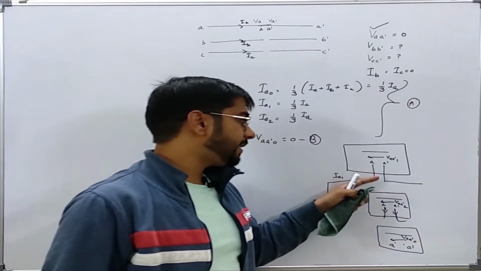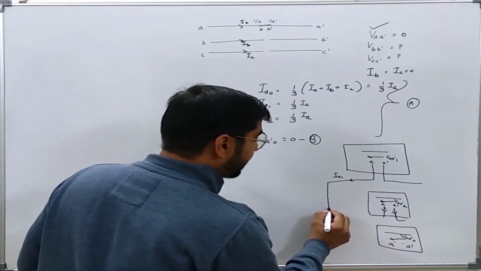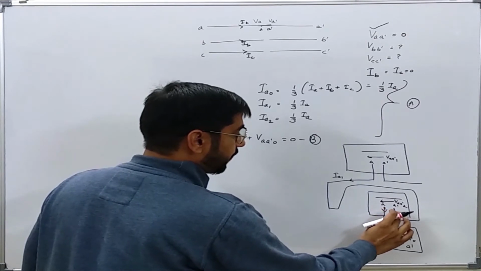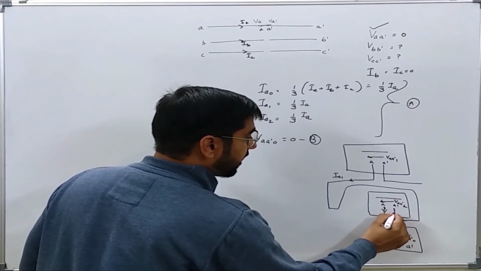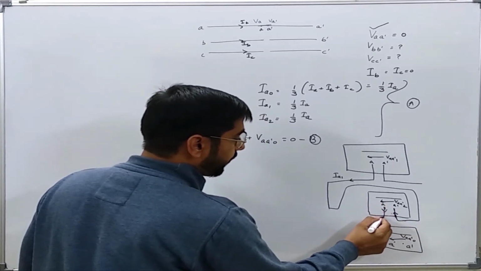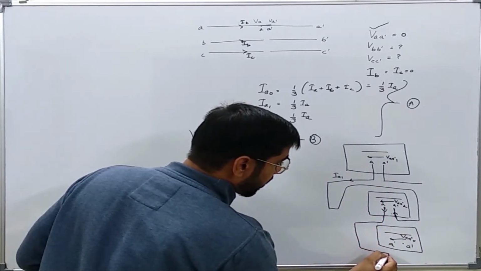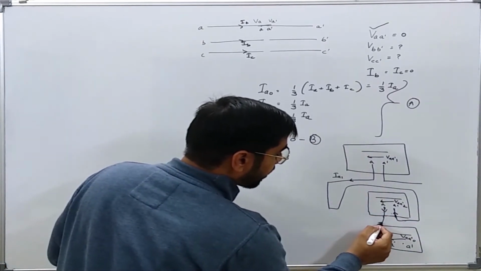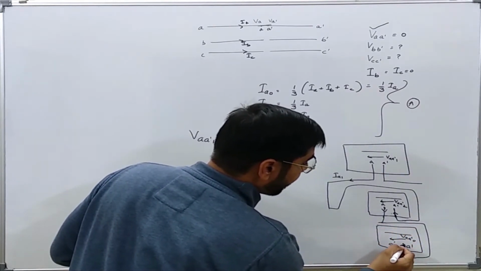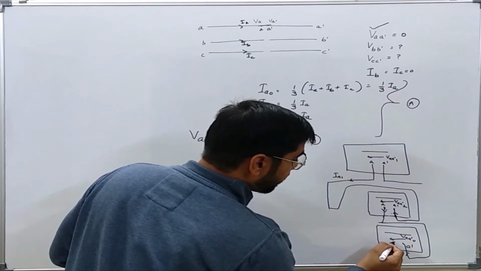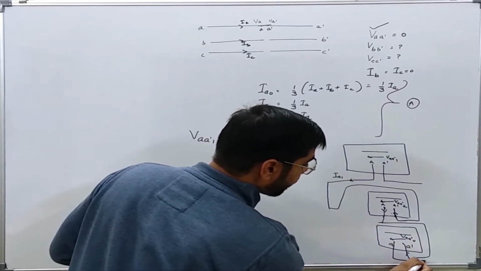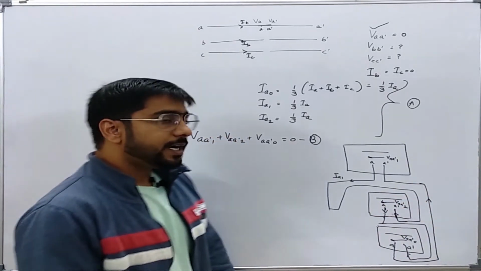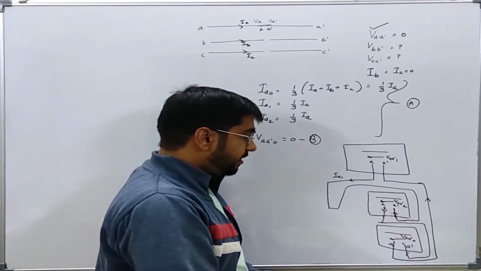Now I have drawn these three sequence networks and now I will connect them in series. This will connect like this. Current will enter and current will leave from this point. Now again in this sequence network, current will go like this. Current will enter from A dash and it will exit from this point. So in this way, I have connected these networks in series.